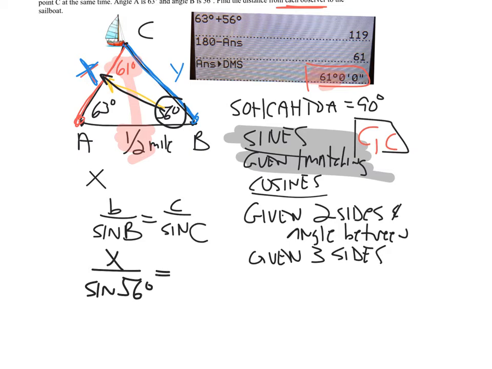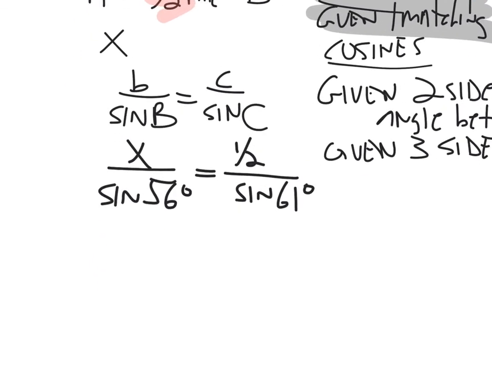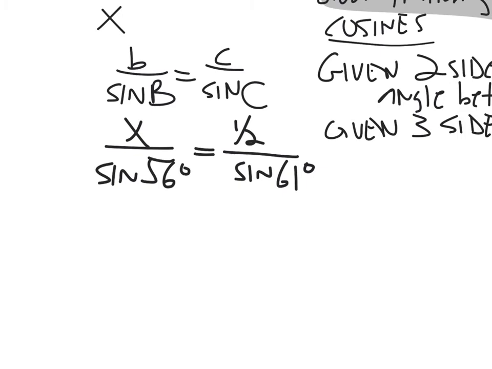That equals little c, the side opposite angle C, the side opposite the sailboat, which is half a mile, over the sine of angle C, so here it's going to be the sine of 61 degrees. So here we're using the law of sines. We're not going to make a big deal that this is a half. We'll just go about doing our math.